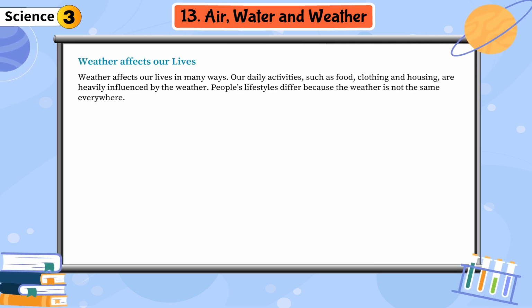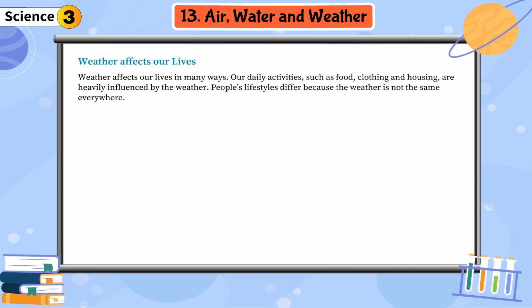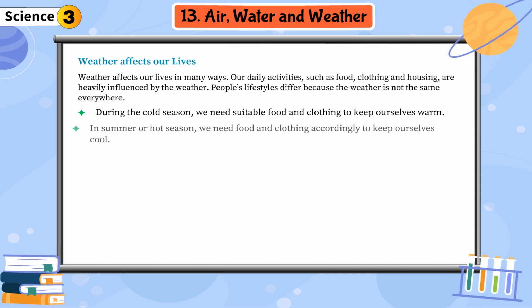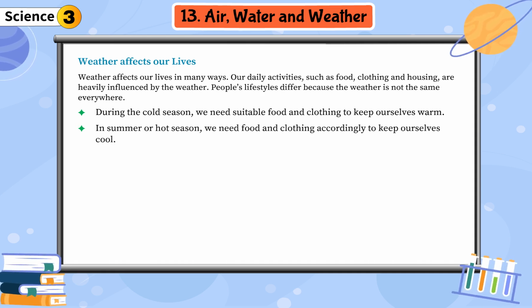Weather affects our lives in many ways. Our daily activities, such as food, clothing and housing, are heavily influenced by the weather. People's lifestyles differ because the weather is not the same everywhere. During the cold season, we need suitable food and clothing to keep ourselves warm. In summer or hot season, we need food and clothing accordingly to keep ourselves cool.